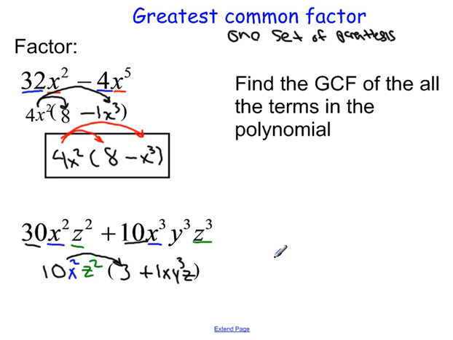So your final answer is 10x squared z squared, open parentheses, 3 plus x y to the third z. That's your final answer. And you can always check by distributing, making sure it goes back to the original.